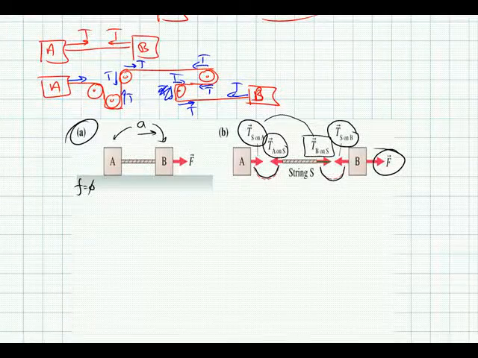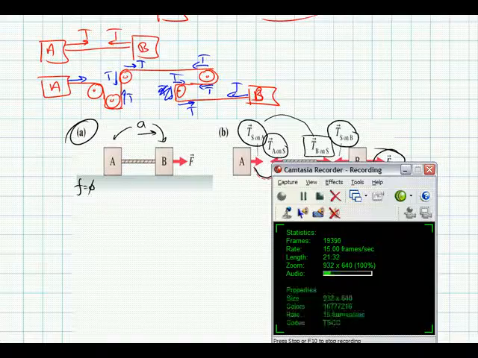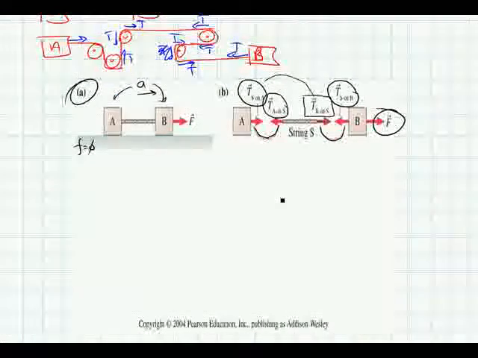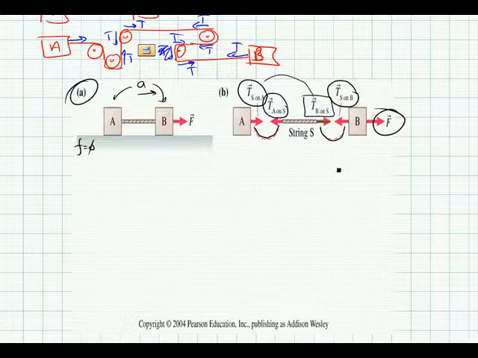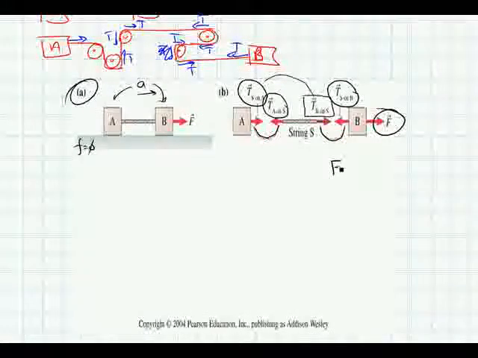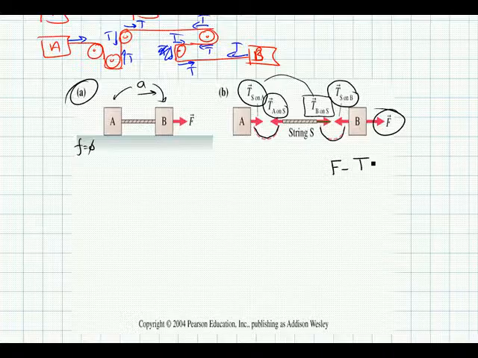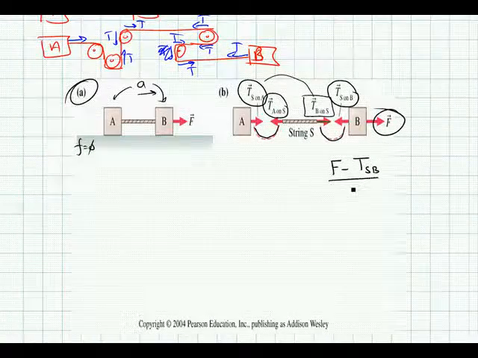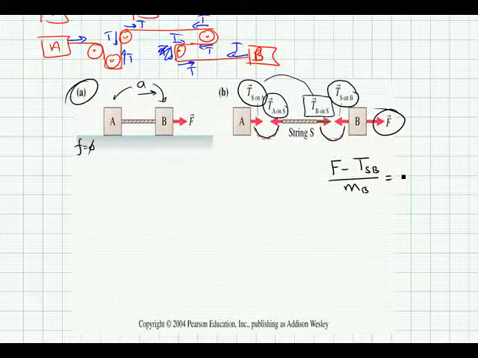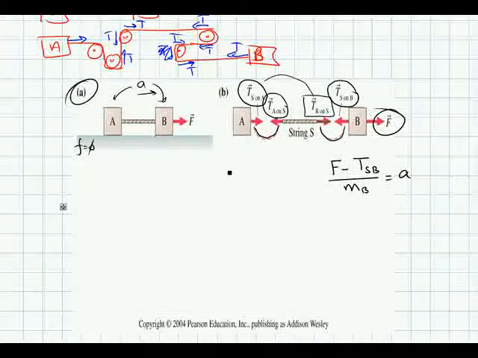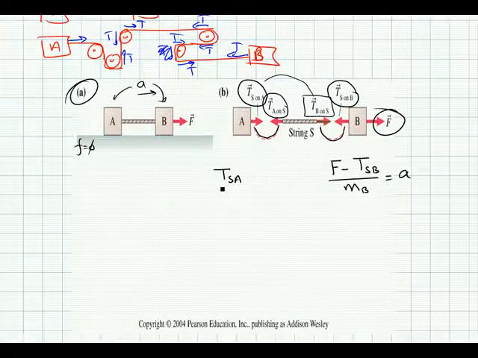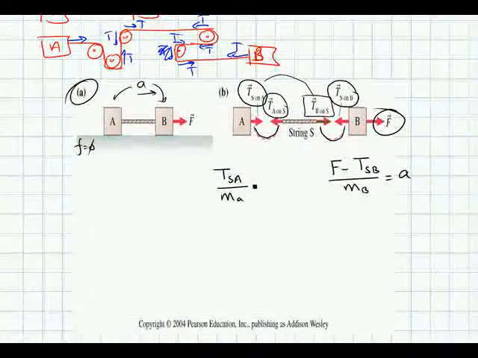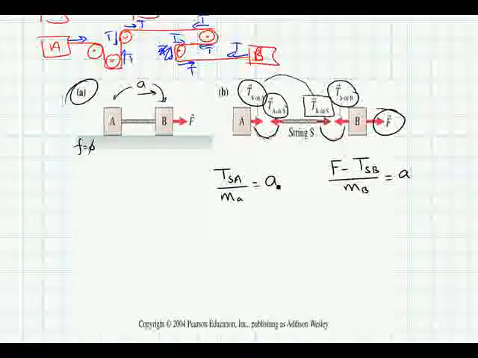To see why we use the massless approximation, let me just write Newton's second law. First of all, for mass B, we have force F acting on mass B to the right minus the tension of the string on B, divided by its mass, which must equal a. For object A, we only have one force acting on it, which is T of the string on A, divided by the mass of A. That must equal the acceleration as well.